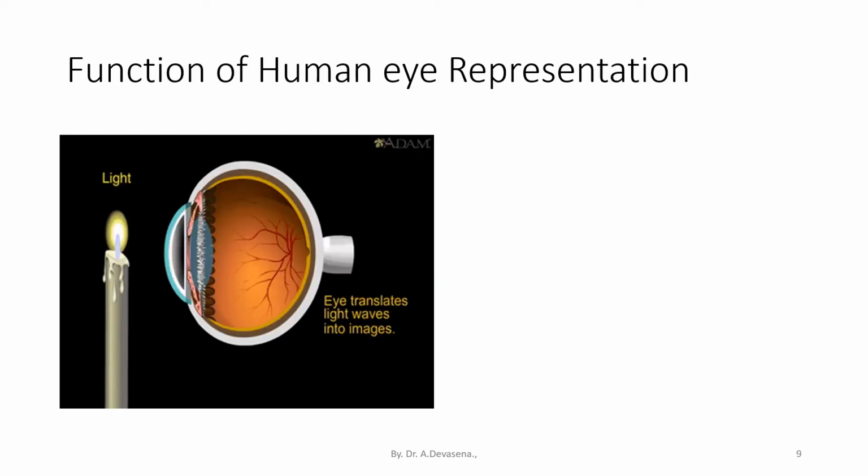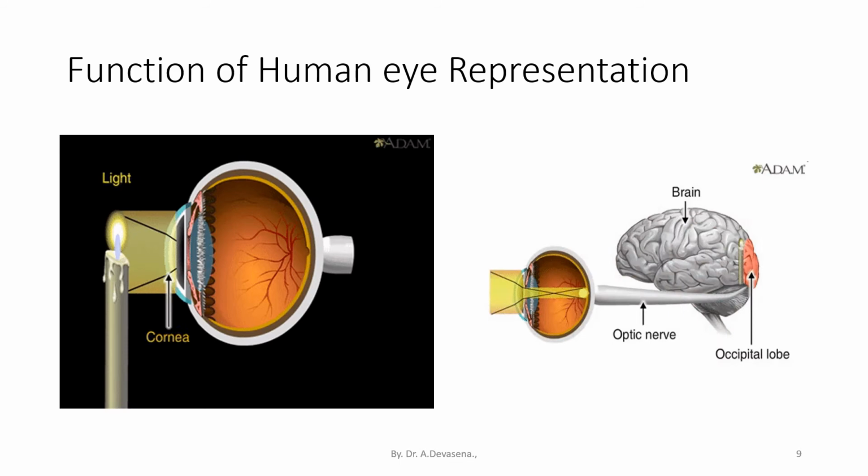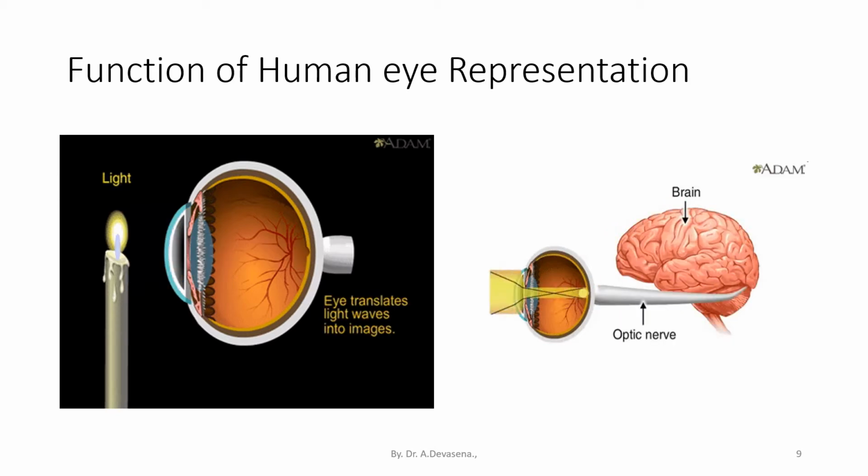Function of the human eye representation is shown here. In these diagrams, the light is entering and it passes to the brain through the optic nerves. It is indicated in this diagram.